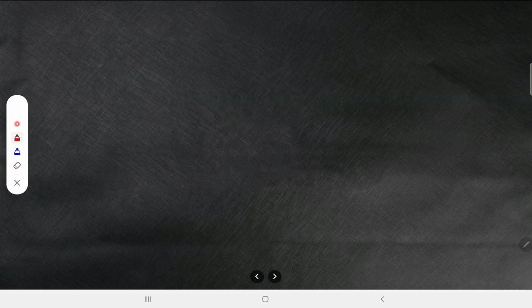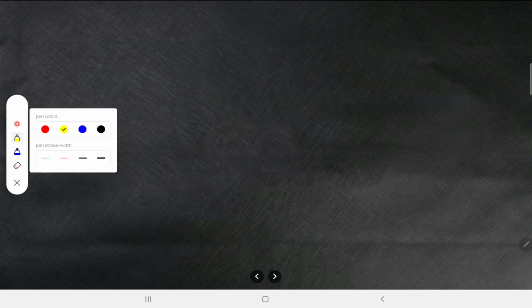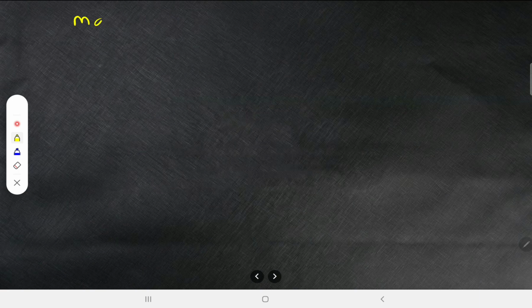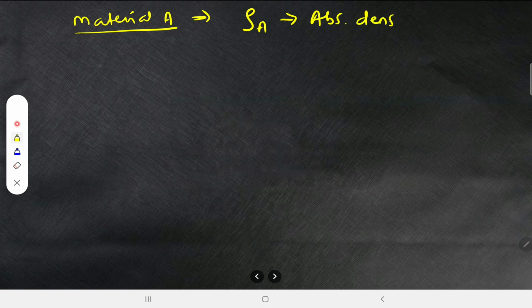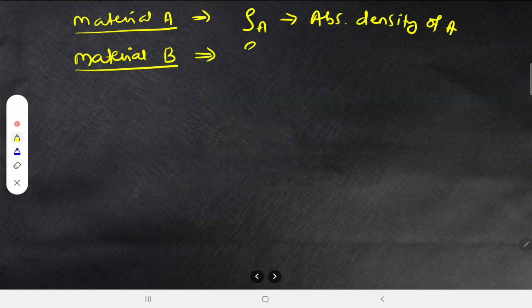Let me give you the definition properly. For example, I have material A. This material A has absolute density rho A. So what is this rho A? Rho A is nothing but the absolute density of A. Alright, and I have another material, material B, and it has density rho B, the absolute density of material B.